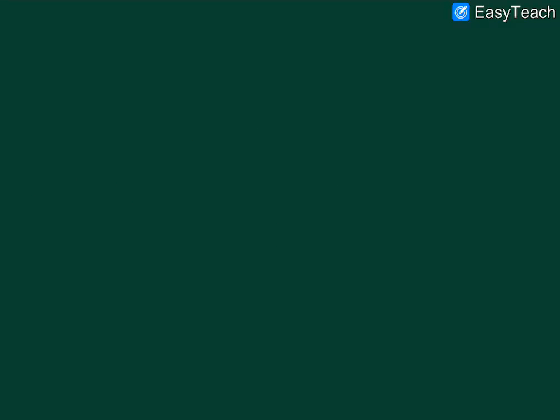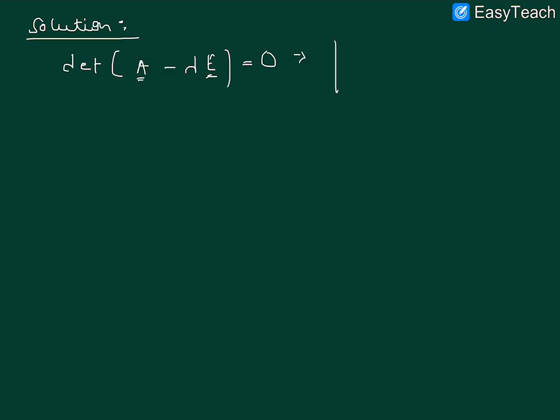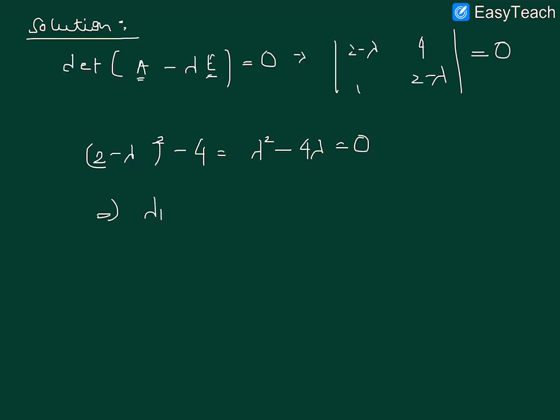Now, solution. The way we find eigenvalues is, first we make a characteristic equation for the given matrix. So let's first make the characteristic equation, that is determinant of A minus lambda E equals to 0, that is 2 minus lambda, 4, 1, 2 minus lambda equals to 0, that is 2 minus lambda whole square minus 4 equals to lambda square minus 4 lambda equals to 0, which gives me one eigenvalue as 0 and other eigenvalue as 4.